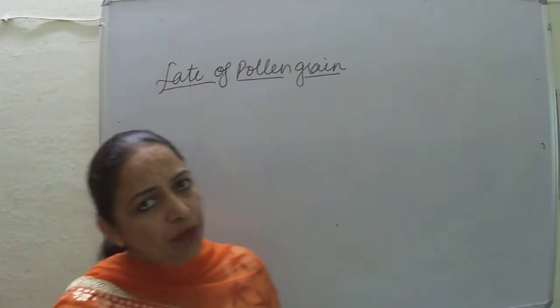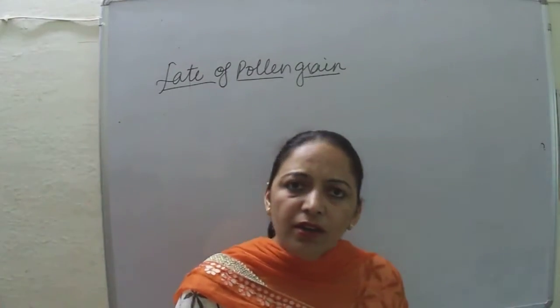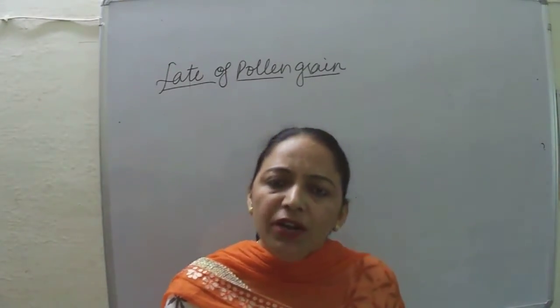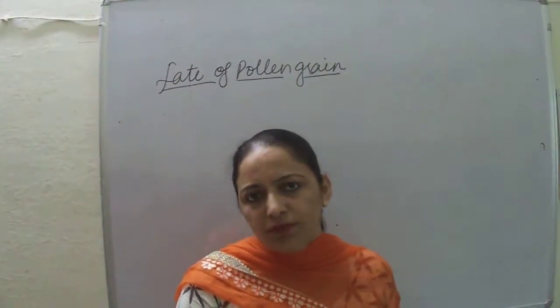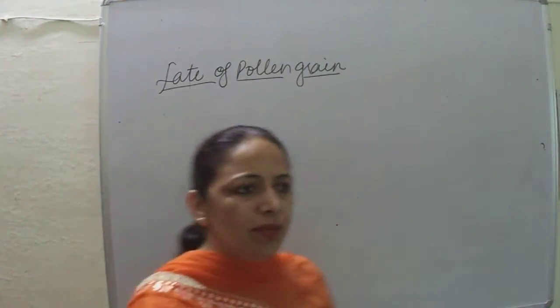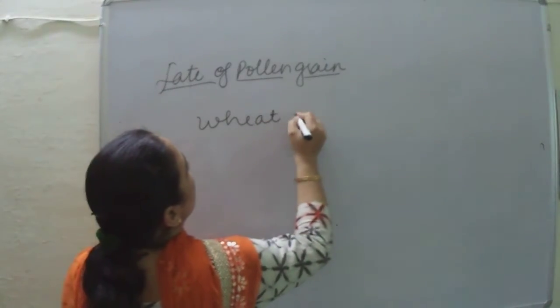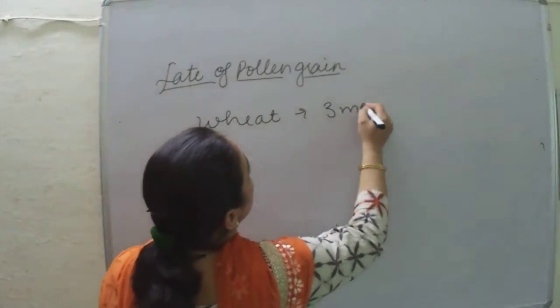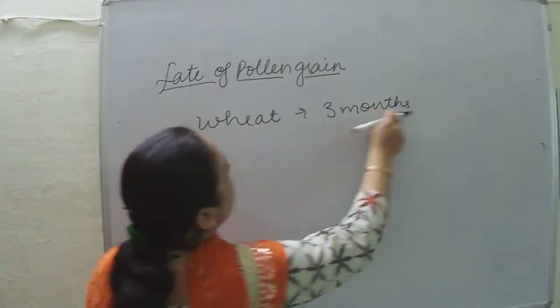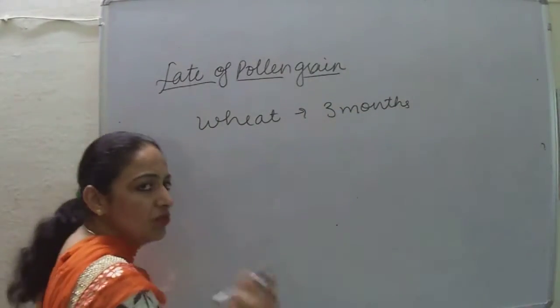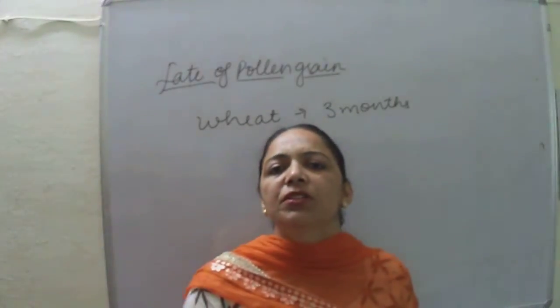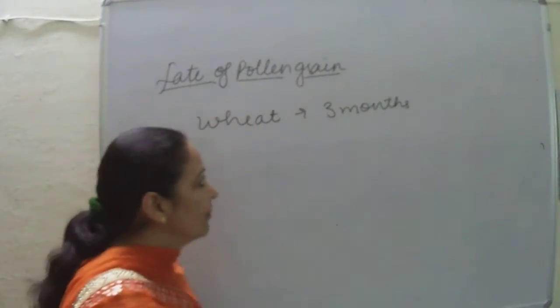But pollen grains remain viable in the soil for some time in some species. For example, the pollen grain of wheat may remain viable for 3 months in the soil. 3 महीने तक वो soil में ही पड़े रहते हैं. As soon as they get a suitable substratum, it starts growing.